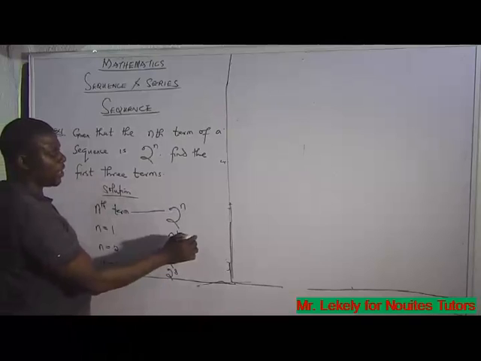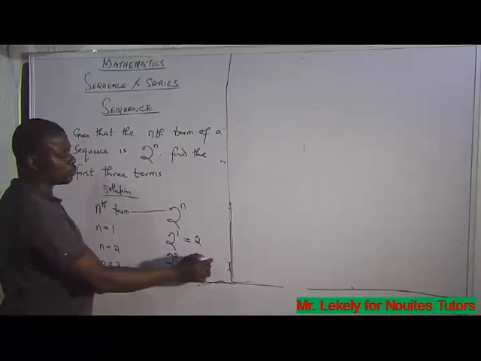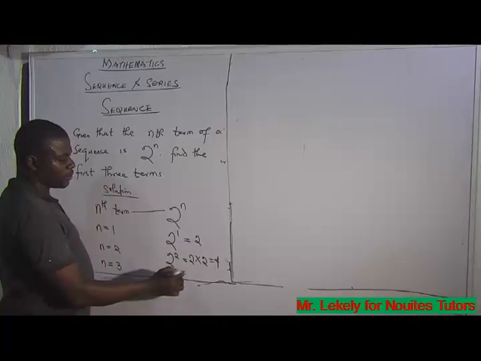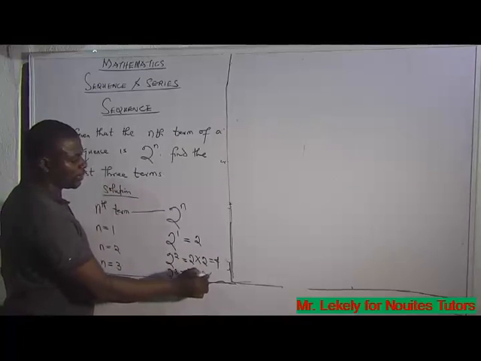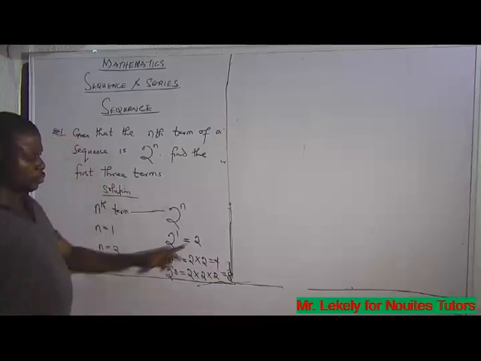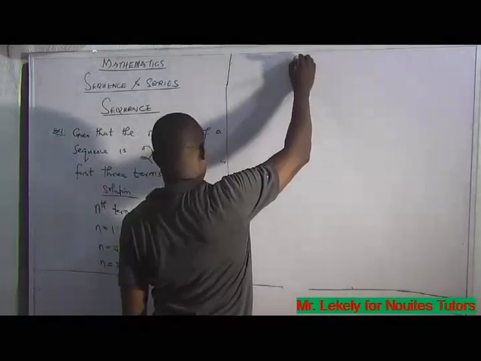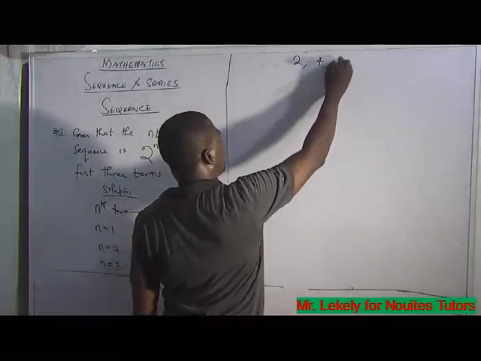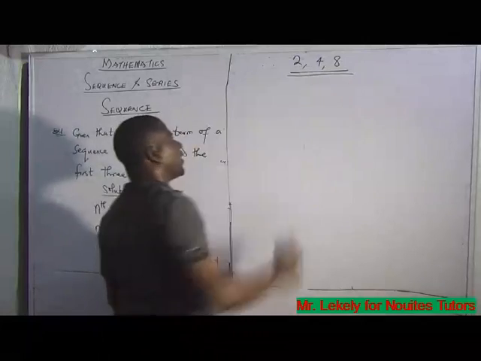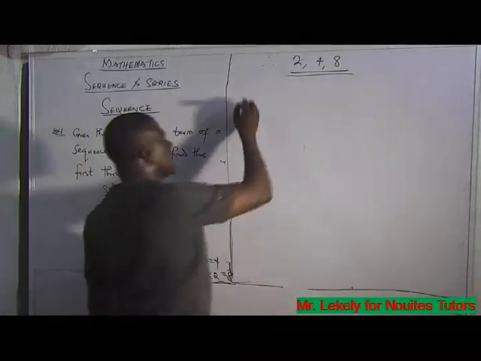Now 2 raised to the power 1 is 2. 2 raised to the power 2 means 2 times 2, which is 4. Then 2 raised to the power 3 means 2 times 2 times 2, which is 8. So if you look at the numbers 2, 4, 8, therefore the first 3 terms of the sequence are 2, 4, and 8. That's the final answer for that. Let me do one more example on that.